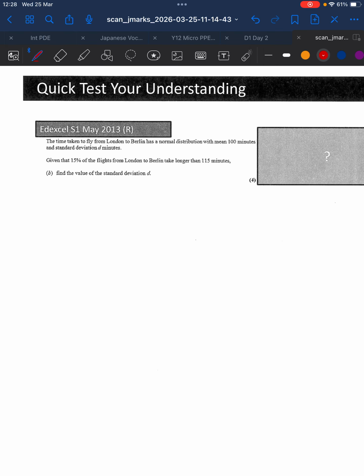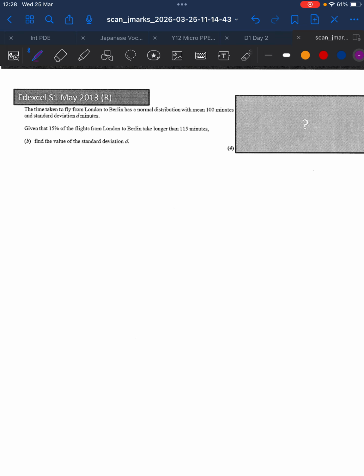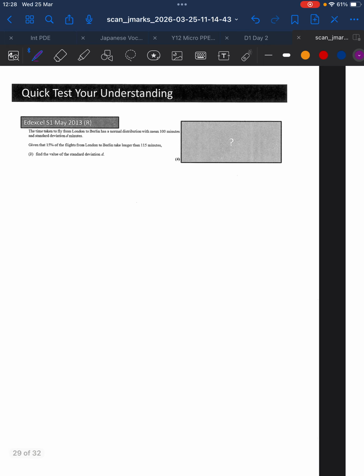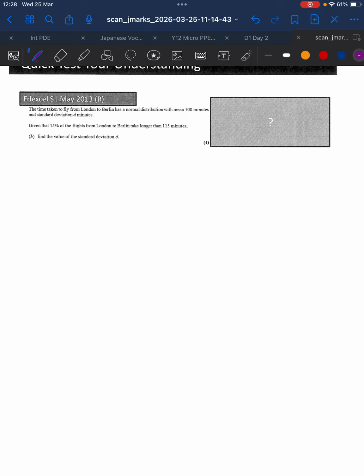So we've got another question here, which I think is going to make us do something different. Let's have a go. Do I have the time taken? Yeah, okay. The time taken from London to Berlin has a normal distribution with mean of 100, and standard deviation is unknown. Given that 15% of the flights take longer than 115, find the standard deviation.